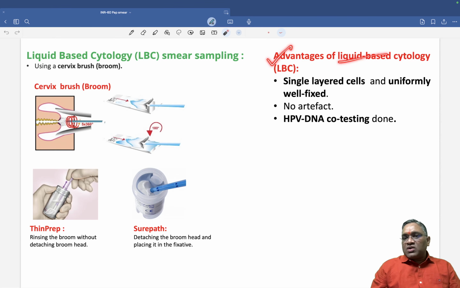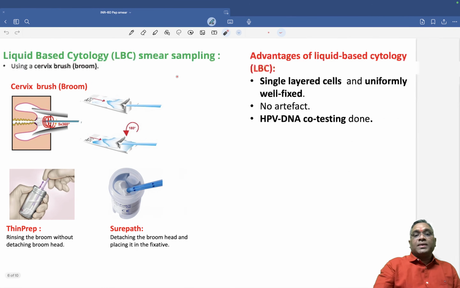What is the advantage of liquid based cytology? Just remember 3 important points. They will give you single layered homogeneous cells which are uniformly well fixed. There will be no artifact. And the most important point, we can do the HPV DNA co-testing also when we are going for screening of the cervix, right? So these are 3 important advantages: single layered cells, no artifact, and HPV DNA co-testing can be done by liquid based cytology.